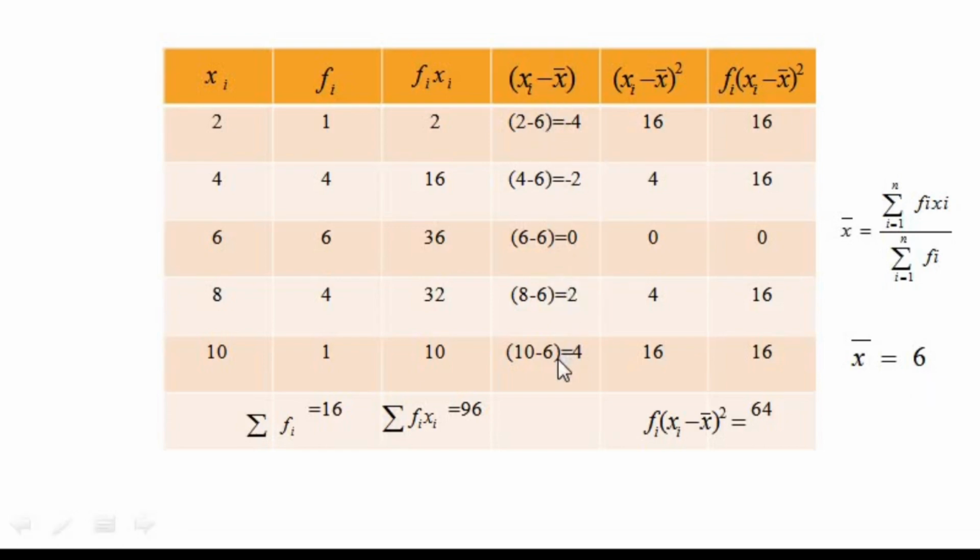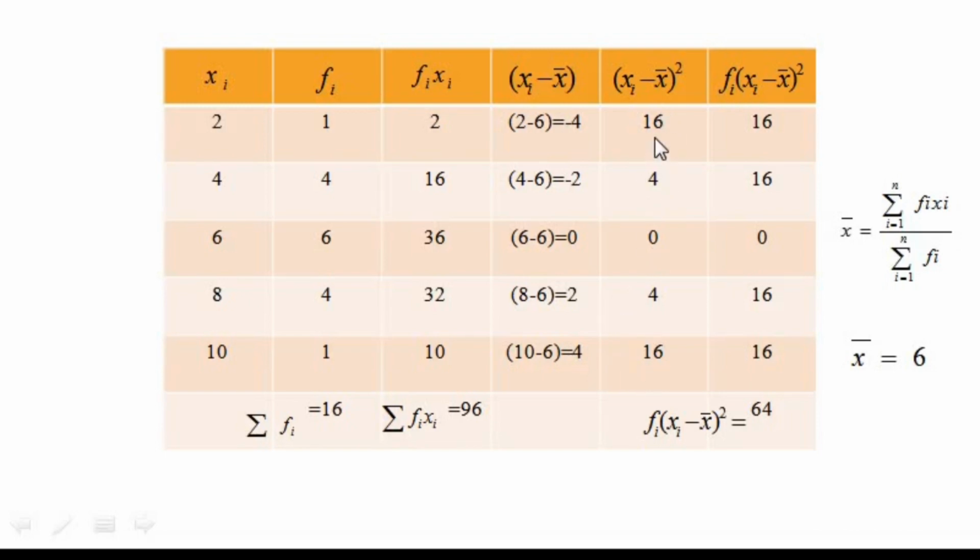Then we prepare the fourth column, the deviation, xi minus x bar, where xi is the variable and x bar is the mean. So 2 minus 6 is minus 4, 4 minus 6 is minus 2, 6 minus 6 is 0, 8 minus 6 is 2, and 10 minus 6 is 4. Then take the square of that. Minus 4 squared is 16, minus 2 squared is 4, 0 squared is 0, 2 squared is 4, and 4 squared is 16.